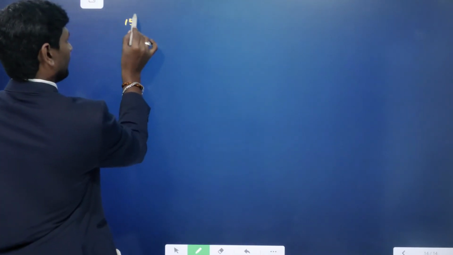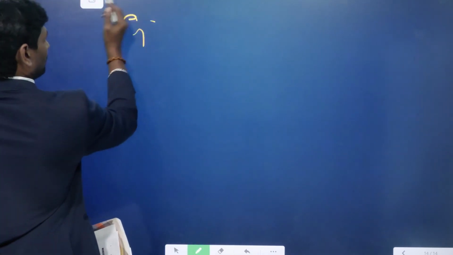Question number 15: the value of cos square theta minus sin square theta as per the triangle. You try to find this value on your own. Observe the triangle clearly, identify the sin ratio and cos ratio, then substitute the values in cos square theta minus sin square theta. Okay? So let us go to question number 16.